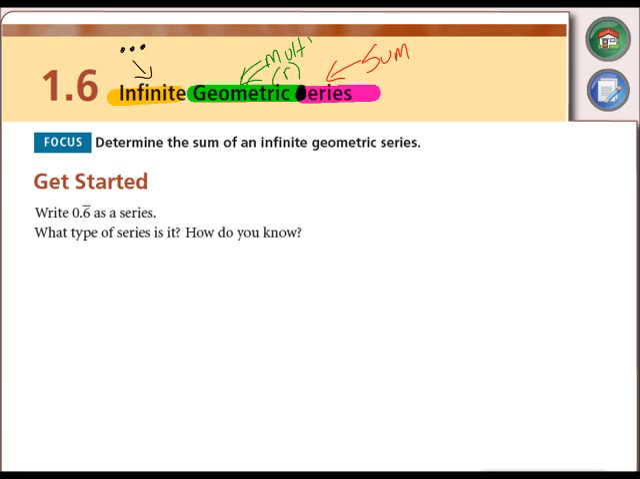So now we've got 0.6 repeating. We need to put that into a series. Ooh, what are they even asking about there? Well, let's kind of rewrite that. That means 0.666, and keep on going, 6 after 6. So now we need to break that up into a series. So that means something plus something plus something plus something plus something all the way along.